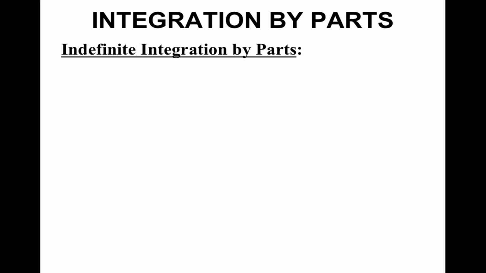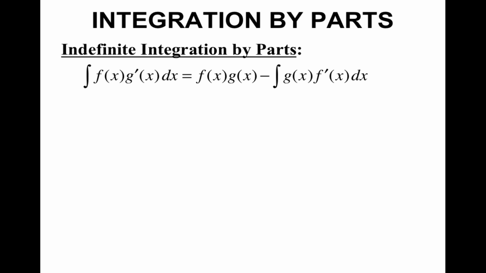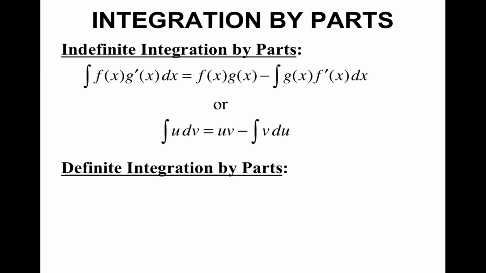For indefinite integration by parts, that means that if we have the integral of f of x times g prime of x dx, that will equal f of x times g of x minus the integral of g of x times the derivative of f of x dx. Or, in easier language, the integral of u dv equals u times v minus the integral of v times du.